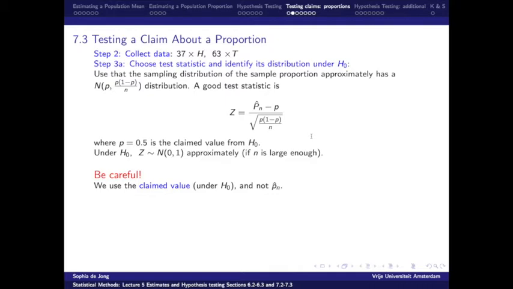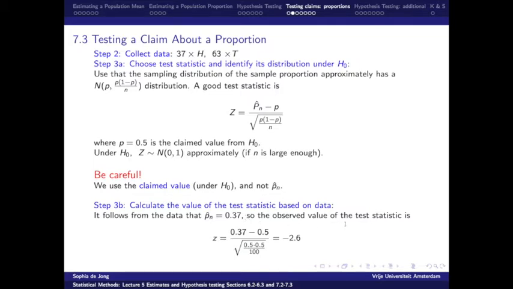The next step is to use our data to compute the value of our test statistic. So from the data we know this value. This is 37 out of 100, so this is equal to 0.37. And therefore the observed value of the test statistic is equal to 0.37, you can substitute that here, minus 1/2 divided by the square root of 1/2 times 1 minus 1/2 is also 1/2 divided by 100, that's n. And when you compute this, you find that the observed value of the test statistic is equal to -2.6.